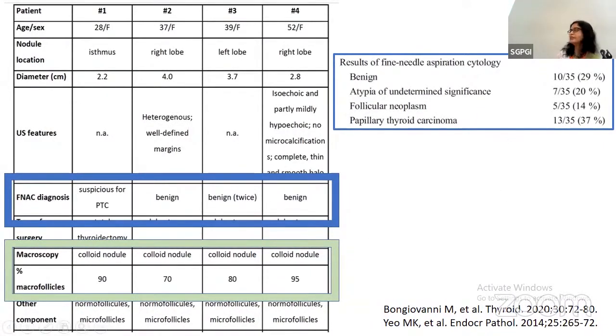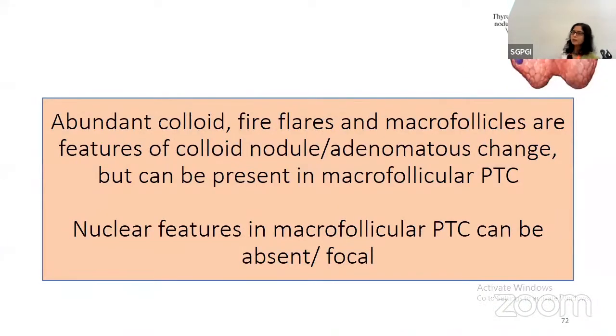This is a review of 35 cases in which 29% were called benign on aspiration and 37% were called PTC. So the diagnosis has ranged from category 2 to 3 to 4 to category 6. Abundant colloid, flares, and macrofollicles are features of colloid nodule or adenomatous change, but they can be present in macrofollicular PTC. That's what we need to remember. But please don't take home this message and start calling everything macrofollicular PTC. Nuclear features in macrofollicular PTC can be absent or focal. Just keep all this in mind.